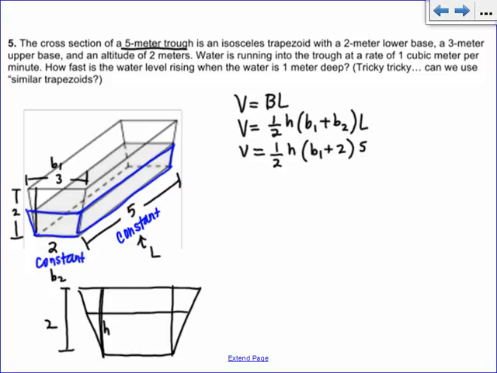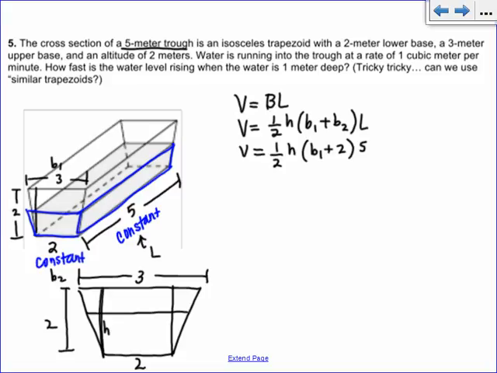And we know that the lower base was 2, and the upper base is 3. But that's not the height of the water. That's the height of the whole trough. Or that's, not height, but the base length for the trough. And I told you that we can't use similar trapezoids, but we can use similar triangles. Do you guys see where we have the similar triangle? They're on the sides. There's 2 of them.